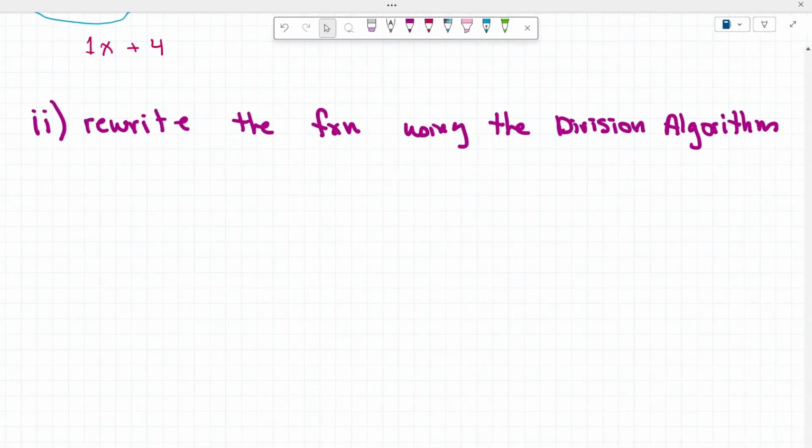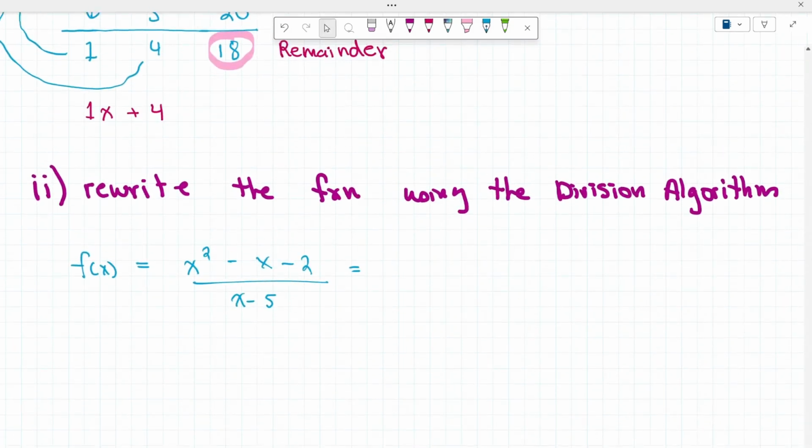So we're going to now rewrite our function. So remember, we'll just write out what we had initially. So we have our x squared minus x minus 2 divided by x minus 5. So now we're going to rewrite it using the division algorithm. So over here we have x plus 4. So that, oh my goodness, I say x plus 4 and I write x plus 5. Okay, x plus 4.